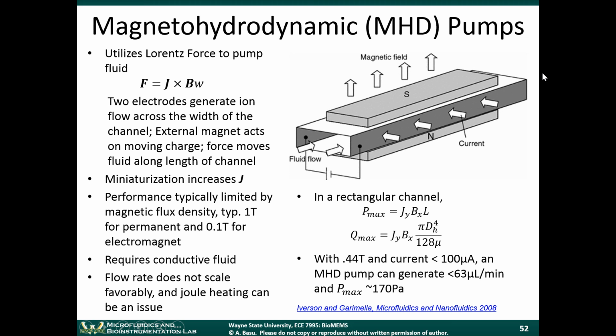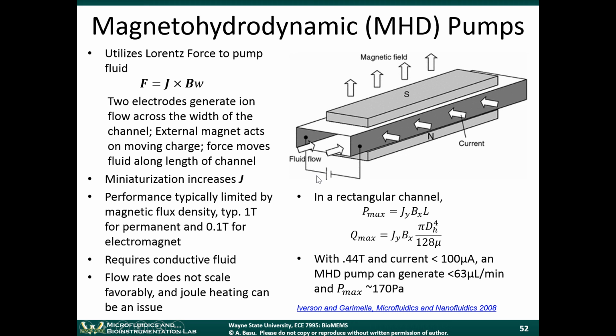Does that make sense? The ions are traveling from this electrode on the right side of the channel to this side. So they're moving this way. The magnetic field is orthogonal to it. The resulting Lorentz force is shown by these arrows here.